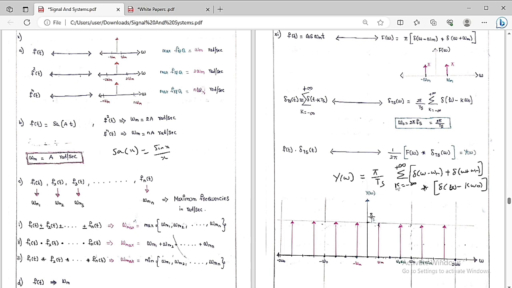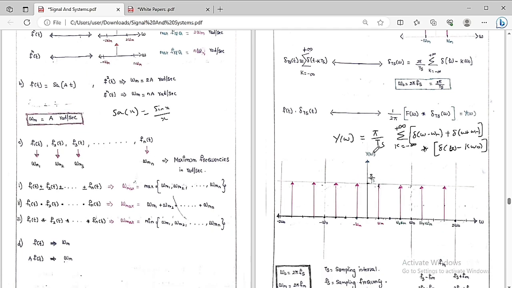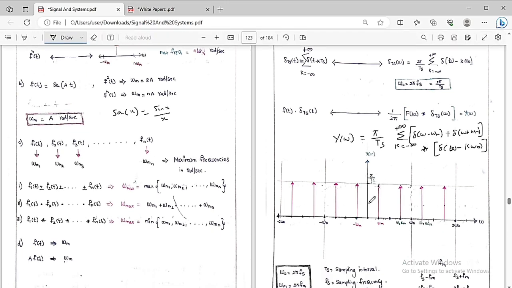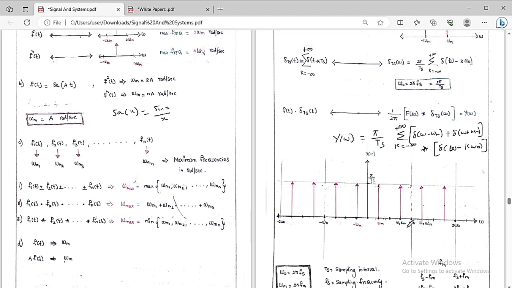So what is going to happen? Let's see how to draw the graph. This is Y(omega), and I am going to draw the overall graph. This is omega, this is omega m, and this is minus omega m. Here this is omega naught, this is 2 omega naught, this is minus omega naught, and this is minus 2 omega naught. Shift the signal here, so it becomes omega naught plus omega m, and here omega naught minus omega m.